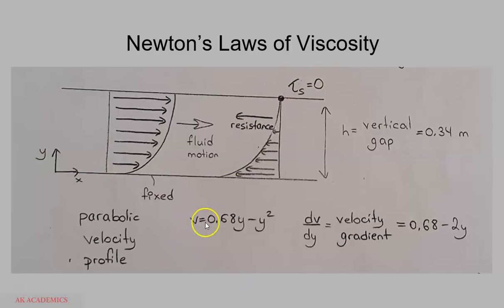Okay, so we have V is equal to 0.68y minus y squared. This is a parabolic equation, and you can easily find dV/dy by differentiating this equation here. If you do that, you have dV/dy, and that is going to be our velocity gradient. Of course, we know our V is velocity as given in the question. Hence, the differentiation of this would lead to 0.68 minus 2y. So the velocity gradient is equal to 0.68 minus 2y.